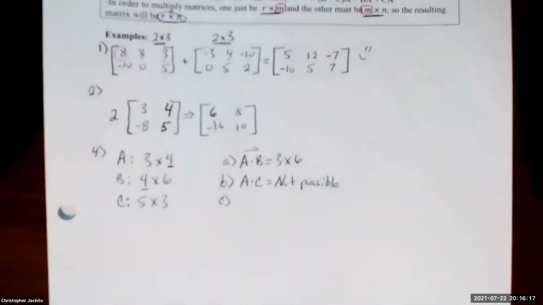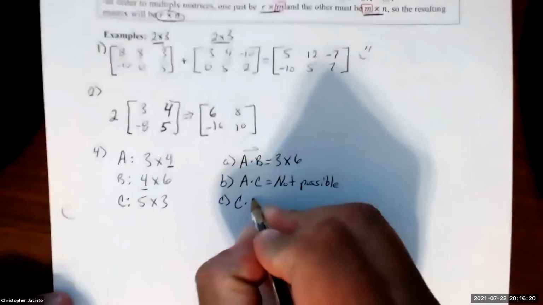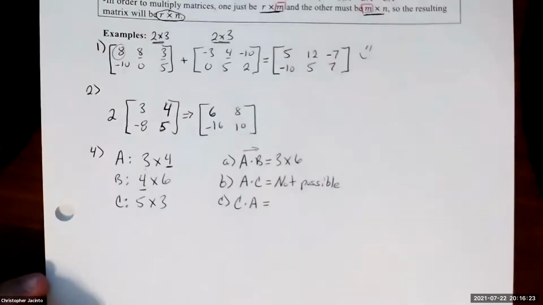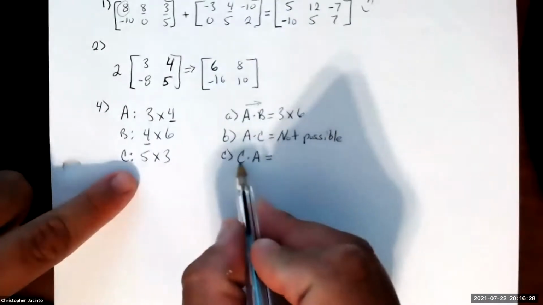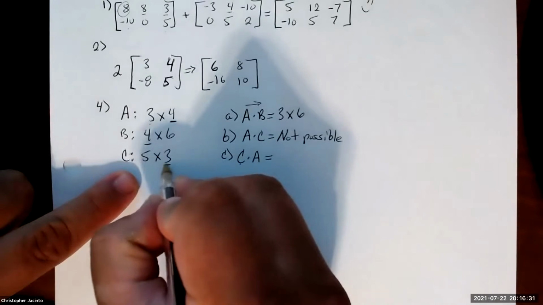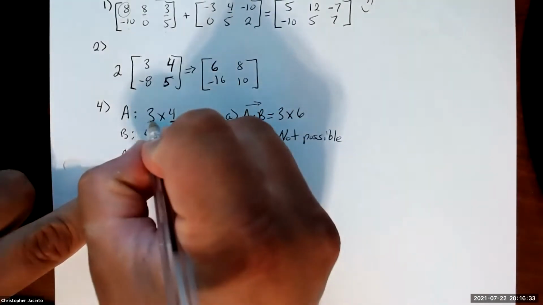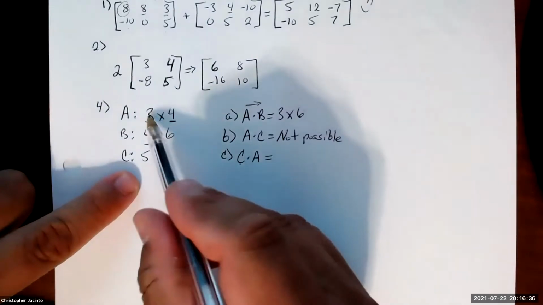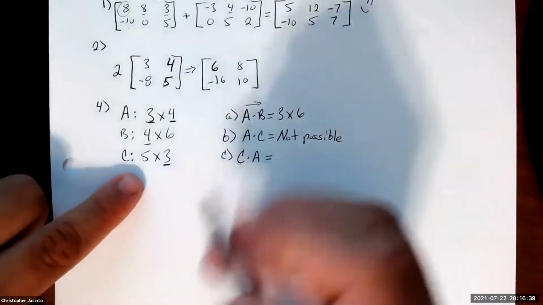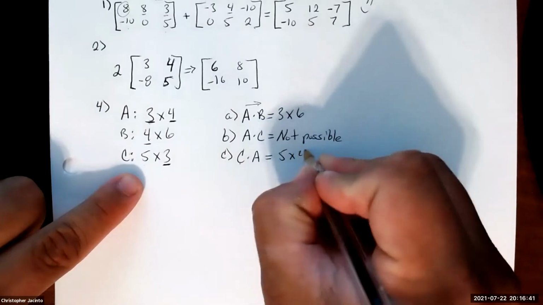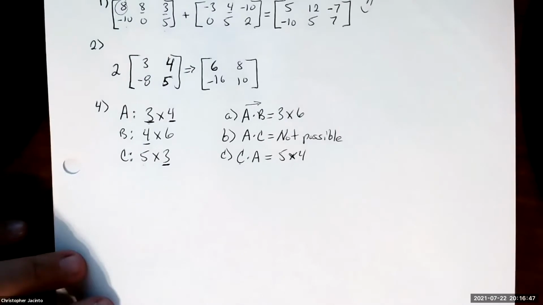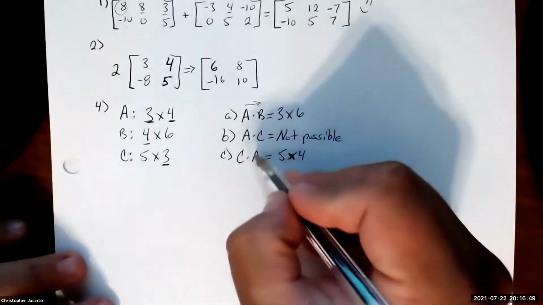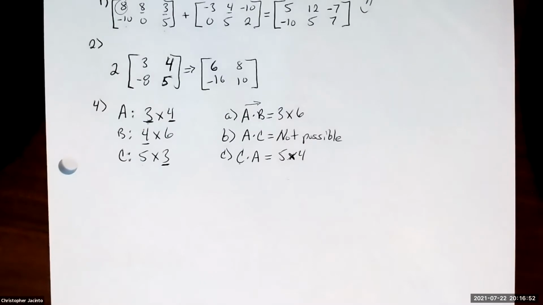However, what if I flipped it around and did C times A? Now let's look at these ones. Here's C, it comes first. So the column of this must be the same as the first row of that, and it actually is, 3 and 3. So the resulting matrix is going to be a 5 by 4. That one does actually work, and that's the reason why order does matter. One was impossible, the other is possible to create.